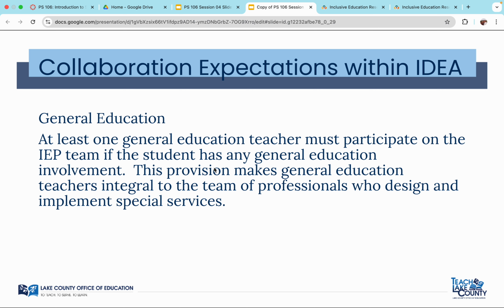And there are parts on the IEP where a parent can sign off saying that they don't want a general education teacher present if they have a student in special education who doesn't have a lot of interaction with general education. But in general, if you are working in a special education setting where your students are out and about working with general educators, then yes, you should definitely have at least one general educator there to talk about a student's progress and what they're seeing inside their own classroom.